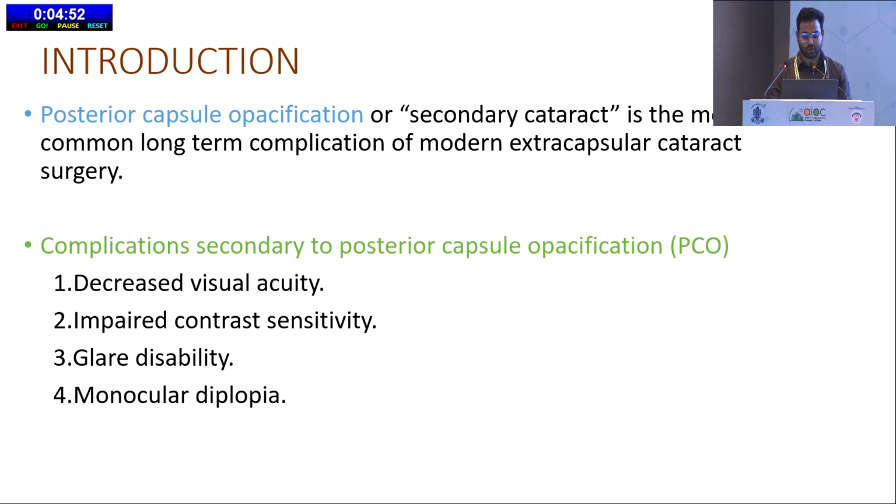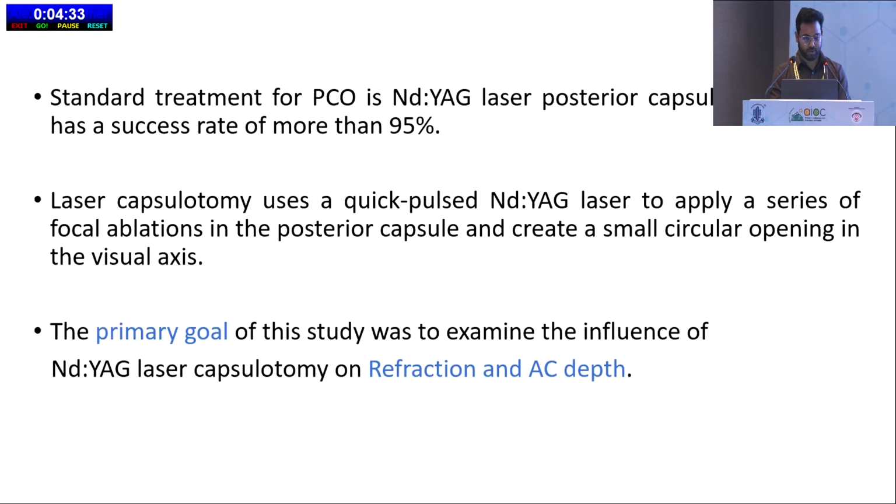Posterior capsular opacification, or secondary cataract, is the most common long-term complication of modern extracapsular cataract surgery. The complications are decreased visual acuity, impaired contrast sensitivity, glare disabilities, and monocular diplopia. The standard treatment of PCO is Nd:YAG laser posterior capsulotomy, which has a success rate of more than 90%.